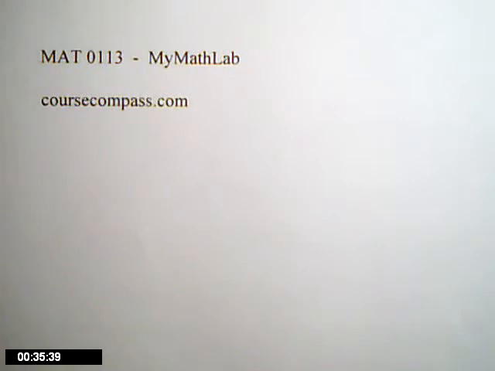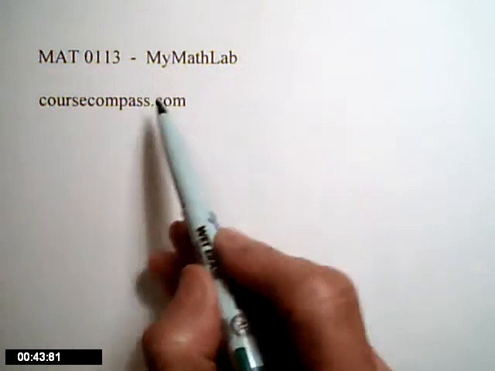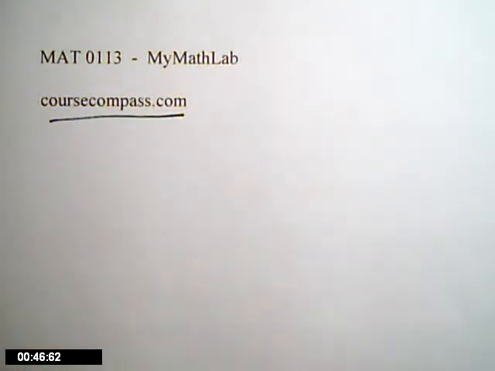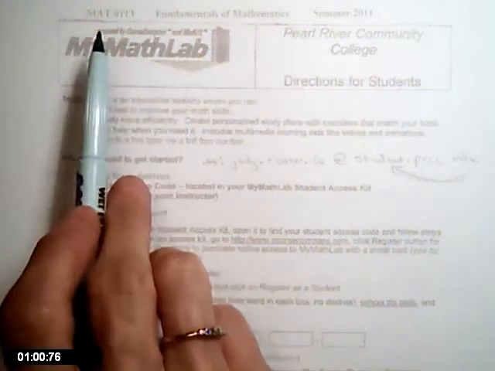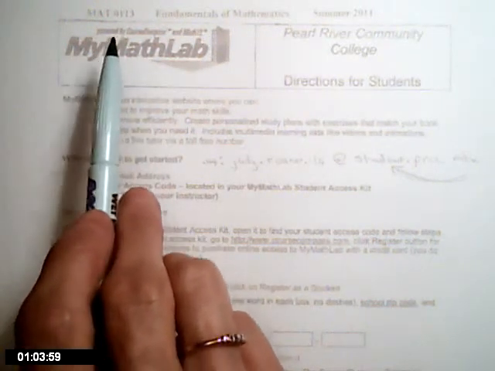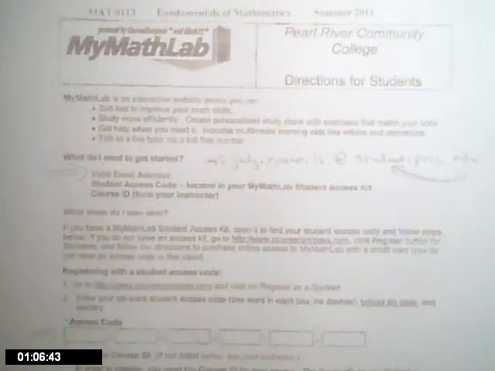Okay, first thing we want to do is to look at, and this information is going to be provided to you in Blackboard, but I'm just going to go through it again. We're going to call this MyMathLab, but to sign up, you're going to go to coursecompass.com. Now, I have emailed this sheet to you, and this, what you're looking at right now, is really faded, but I think we can talk about this and we'll understand it. This is for Fundamentals of Math, MAT 0113. Now, as you start the sign-up procedure, when you go to coursecompass.com, you're going to go to Students and Enroll. They're going to ask you some questions.